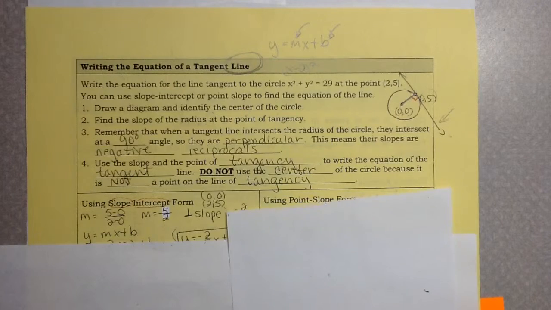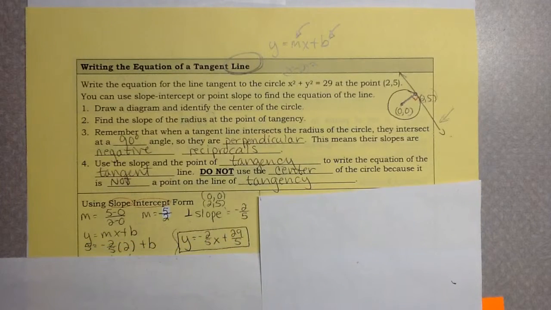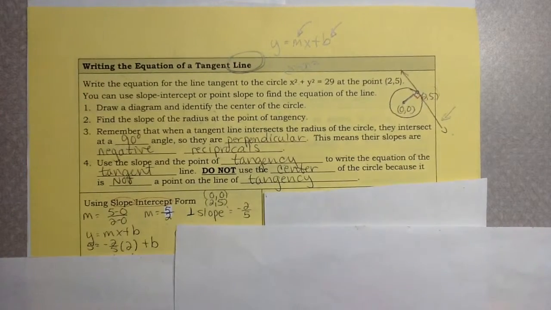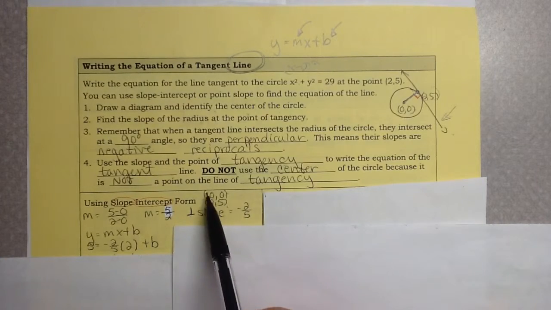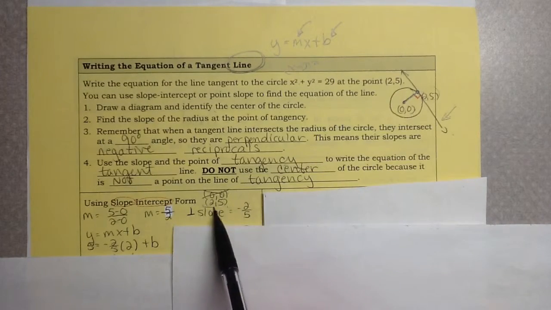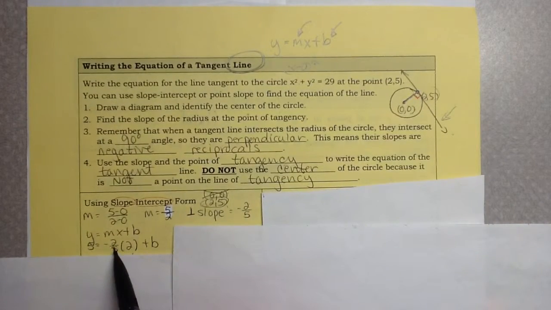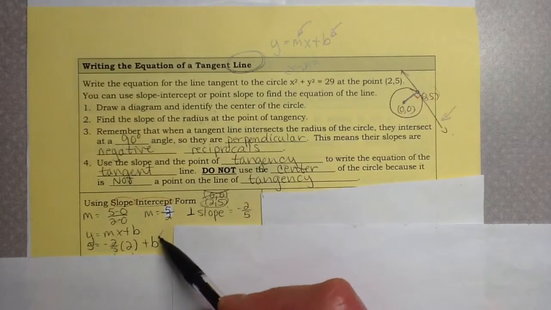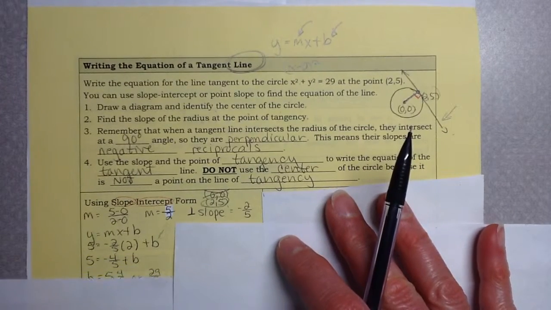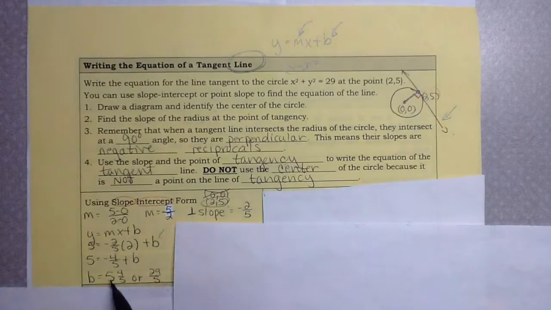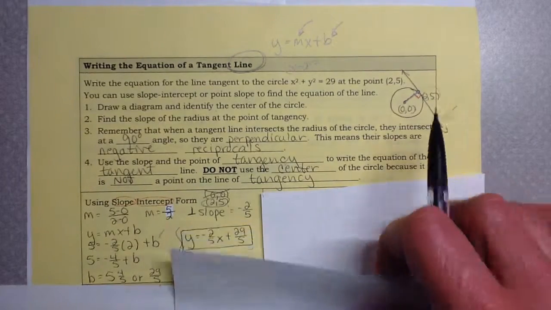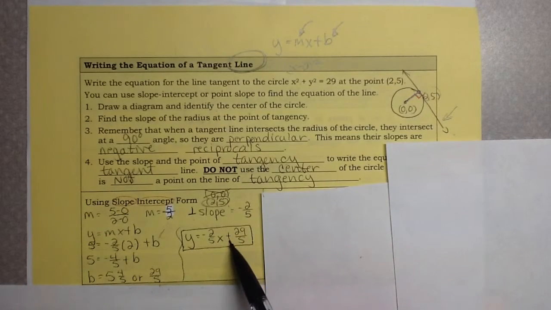Okay, so now we say y equals mx plus b, and then we can put our point in, x and y. Remember, we do not use this point because that's the center of the circle. We want the point that's on the line. So 5 gets substituted for y, and then we have our slope, which is negative 2/5. X is 2, and then we need to find the y-intercept. So when we do that, we end up with b equals 5 4/5 or 29/5. And then you can write the equation for the line, y equals negative 2/5 x plus 29/5.